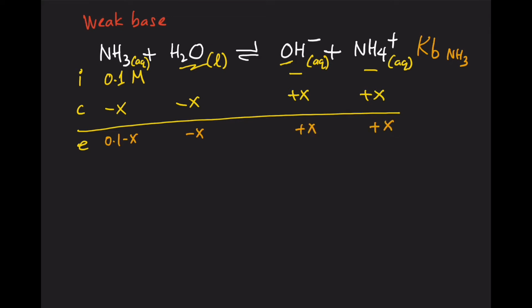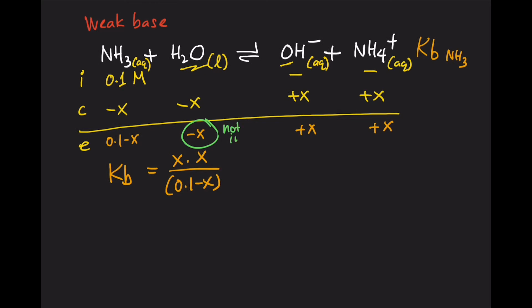And similarly, just like what we did for the acid, in this case, we use Kb because it's a base instead of Ka. And it's going to be equal to X multiplied by X divided by 0.1 minus X. Again, we do not include the water. This one is not included, because it is a liquid.